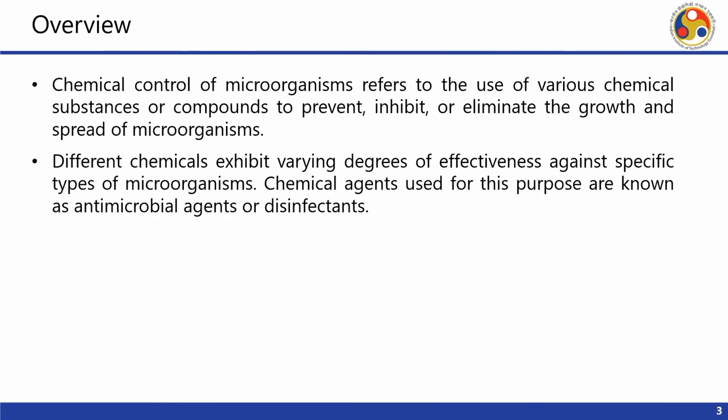Before that, let us have an overview of the chemical methods of microbial control. Chemical control of microorganisms refers to the use of various chemical substances, which we have discussed in the earlier list, or compounds which prevent, inhibit or eliminate growth and spread of microorganisms. Various chemicals exhibit varying degrees of effectiveness against specific types of microorganisms. Chemical agents used for this purpose are known as antimicrobial agents or disinfectants.